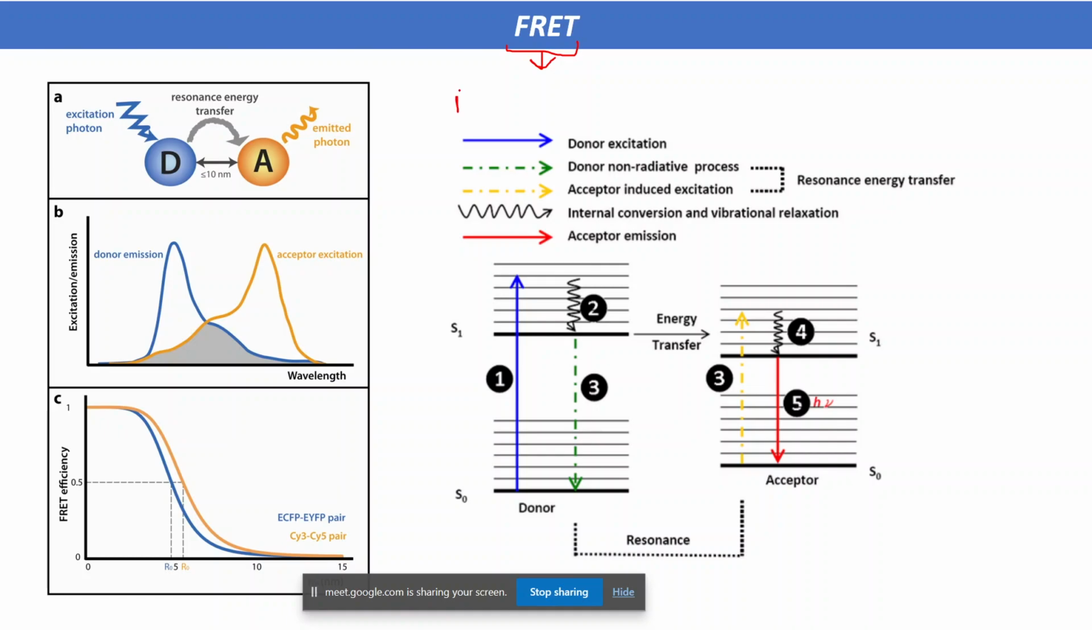Sometimes instead of Förster, it can be written as fluorescence also. So it's Förster resonance energy transfer. So what do you mean by FRET? It is a kind of dipole-dipole interaction.